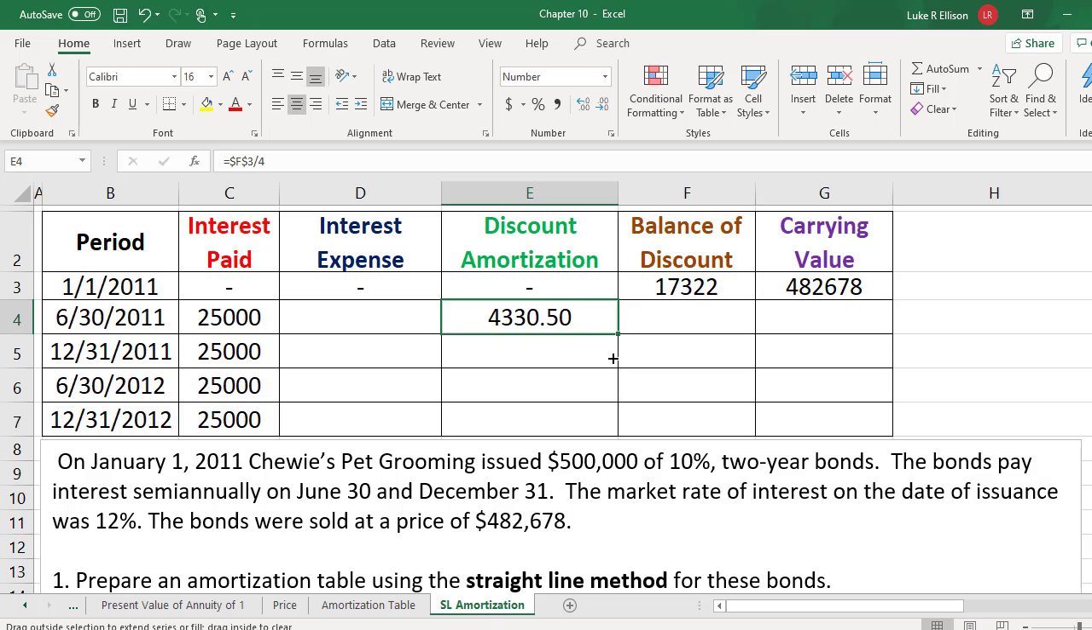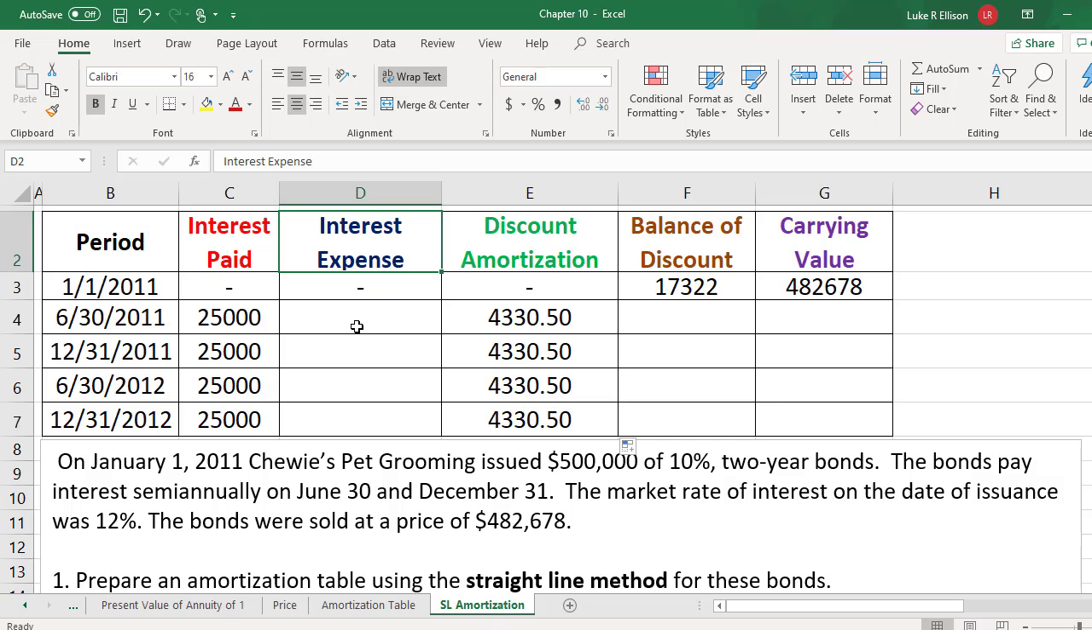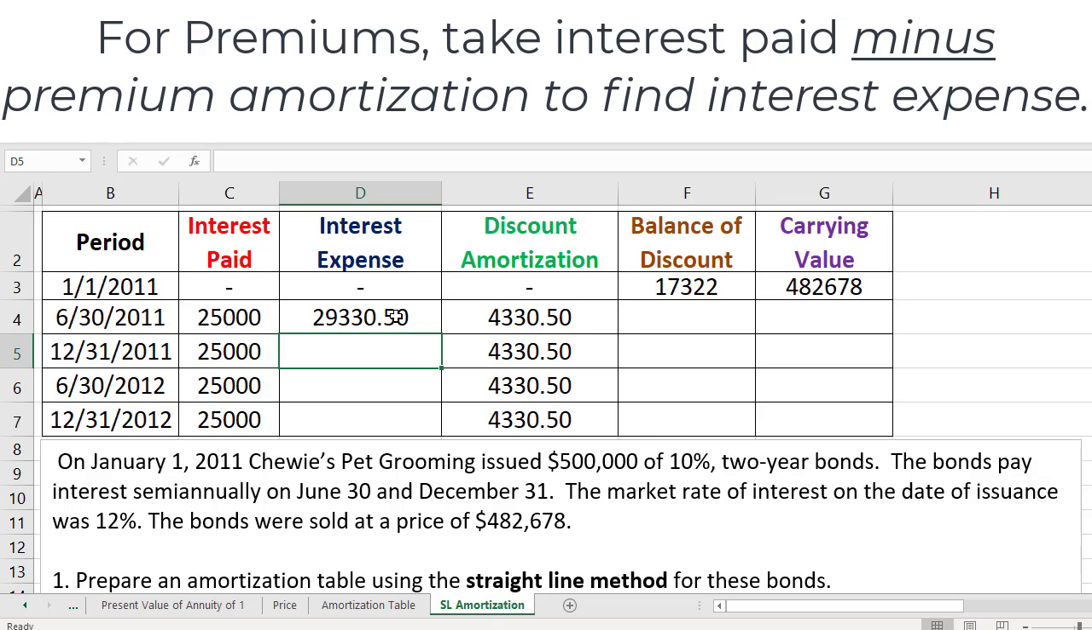So we can copy that down to the remaining 3 rows. And then, as I was saying earlier, the interest expense is made up of the interest payment and the discount amortization. So we can add those 2 together, and that will give us the interest expense. And that's going to be the same thing for the remaining 3 rows.